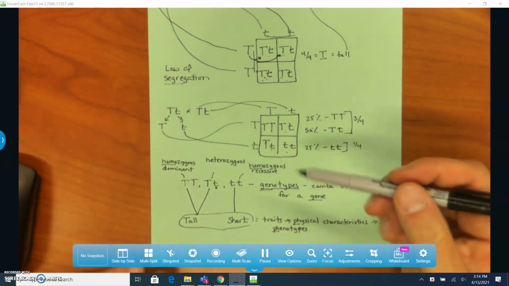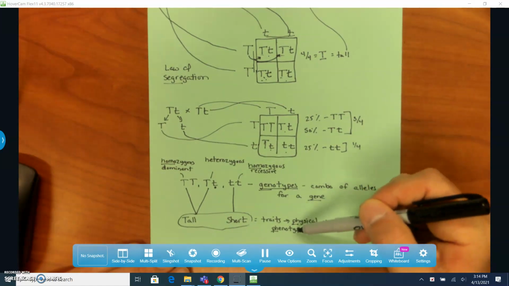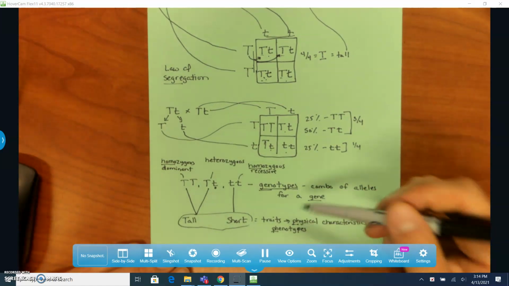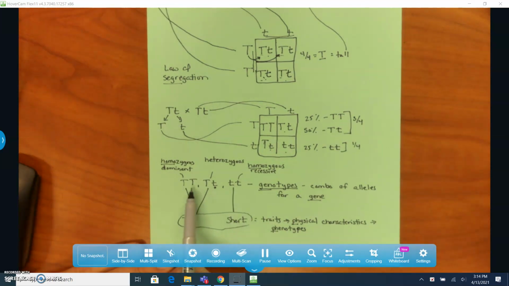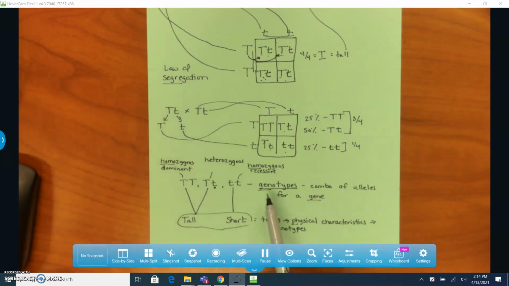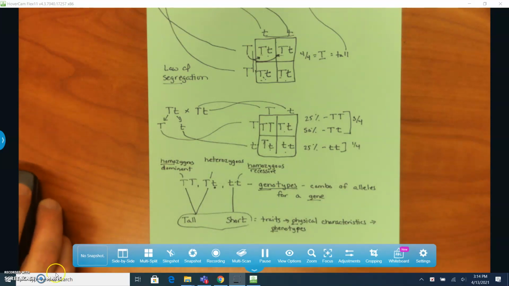So when we look at this, what's the relationship between the genotype and the phenotype? Well, this codes for short, those code for tall. What happens if I change one of those alleles? Well, the phenotype might change. So we can say that genotypes, or the combination of alleles, will ultimately determine the phenotype, or the physical trait, of an organism.